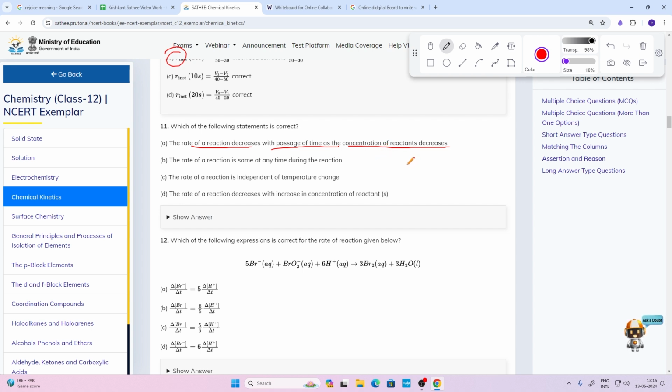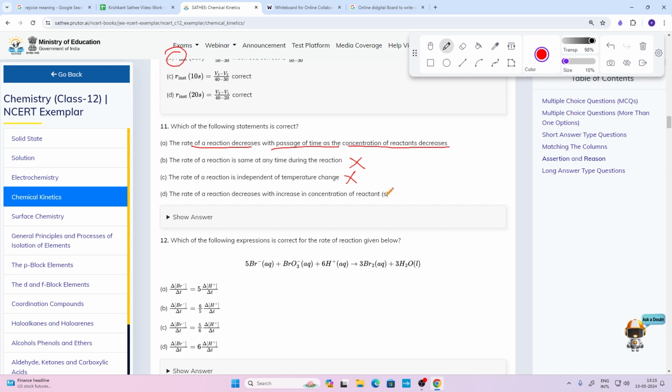For zero order reaction, the rate of reaction is not dependent upon reactant concentration. This is wrong. The rate of reaction is the same at any time during the given reaction. This is also wrong, because since the concentration of the reactant is changing, for first order or second order, the rate will change. The rate of reaction is independent of temperature change. This is also wrong. As we increase the temperature, for each 10 degrees Celsius, the rate of reaction doubles.